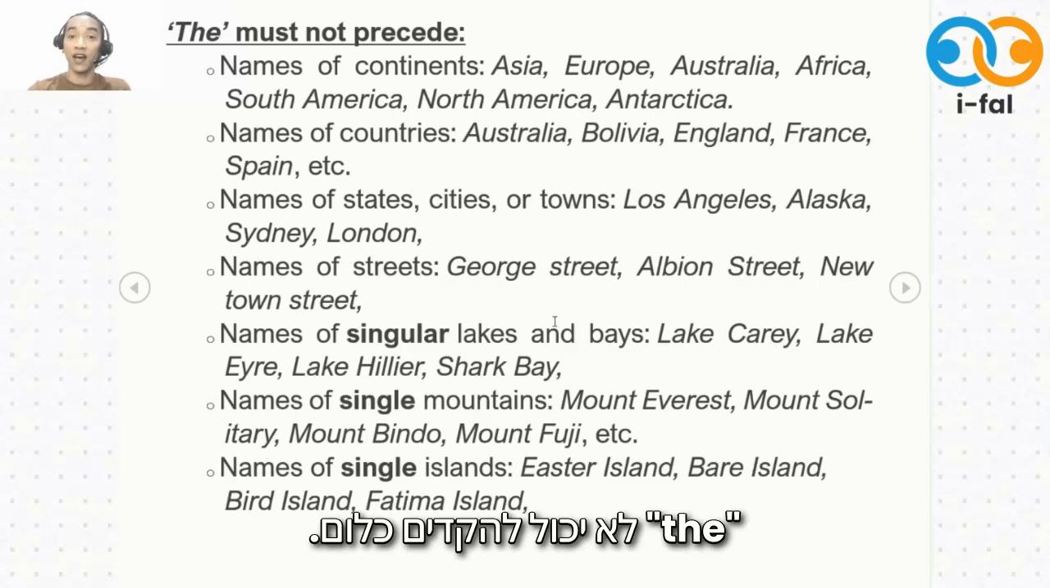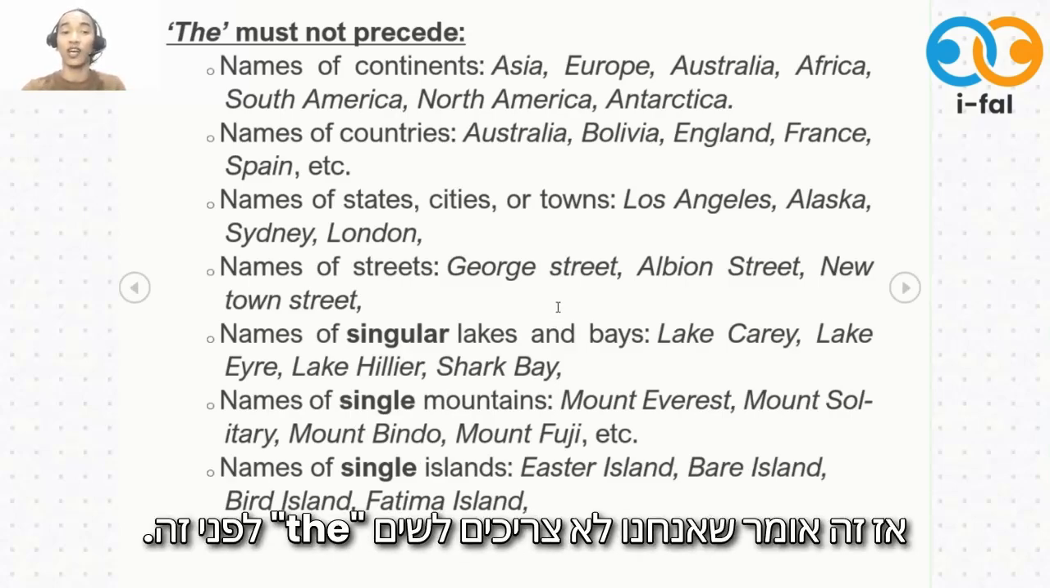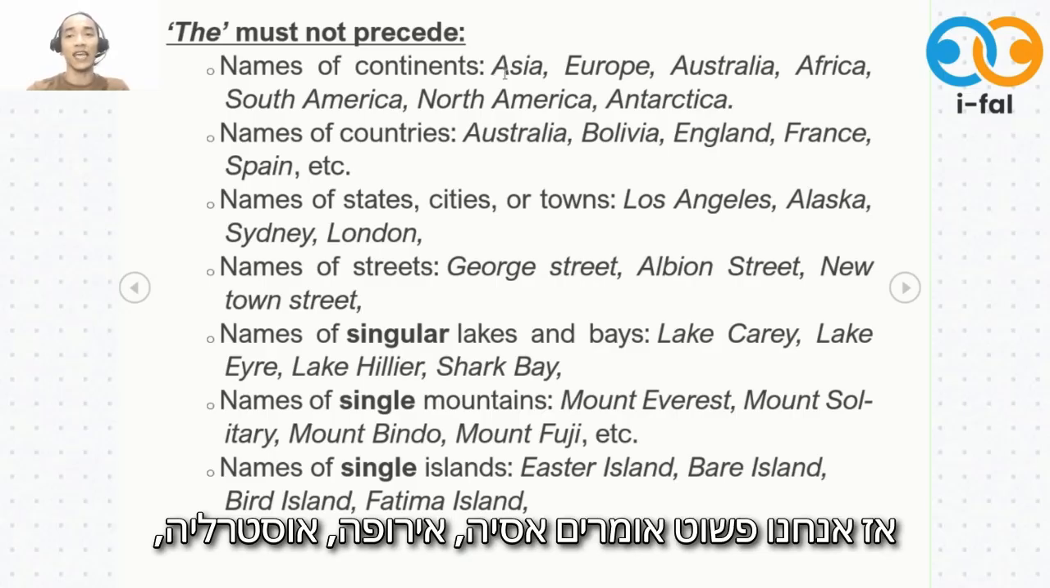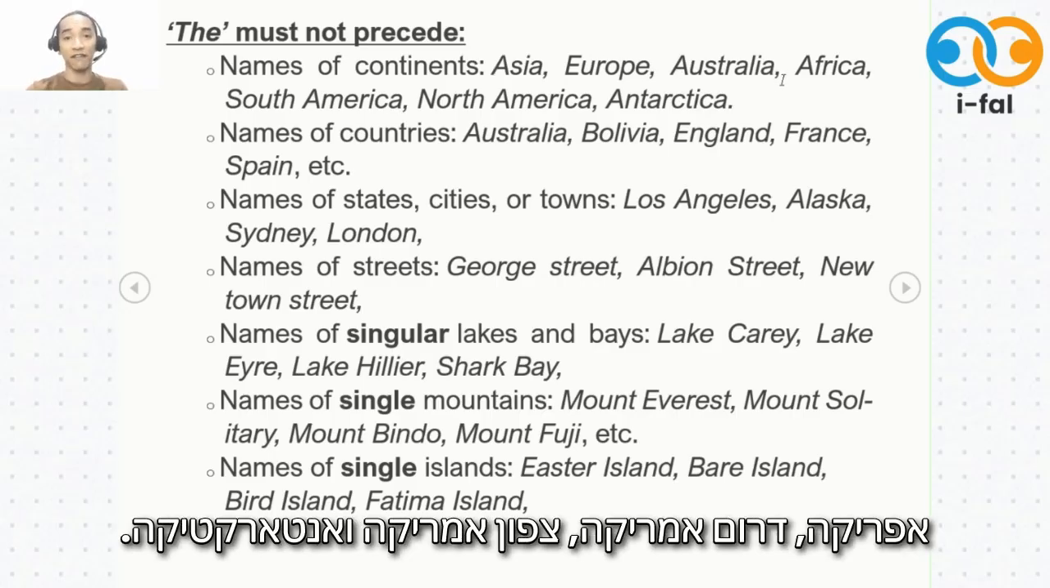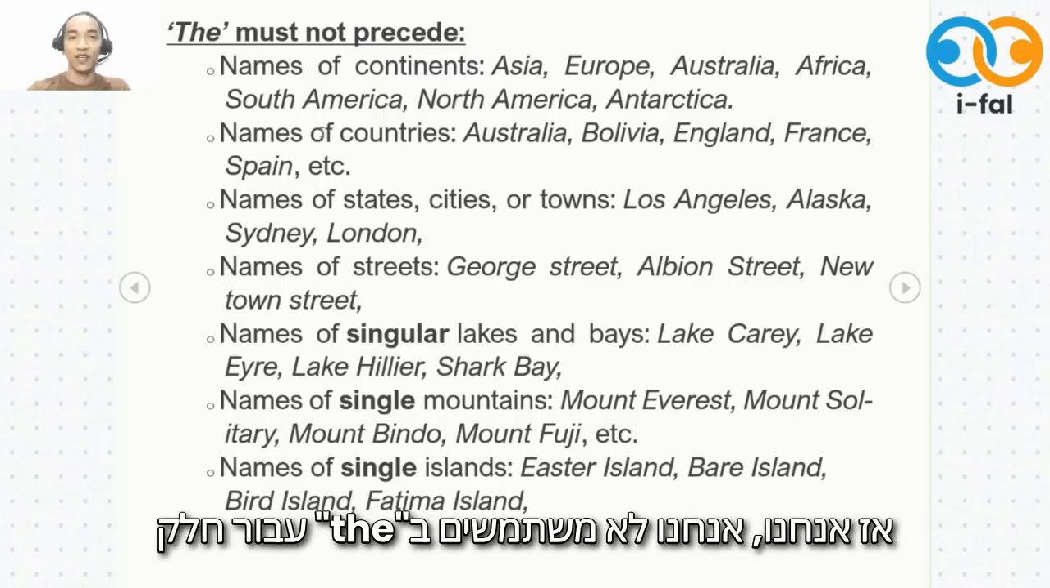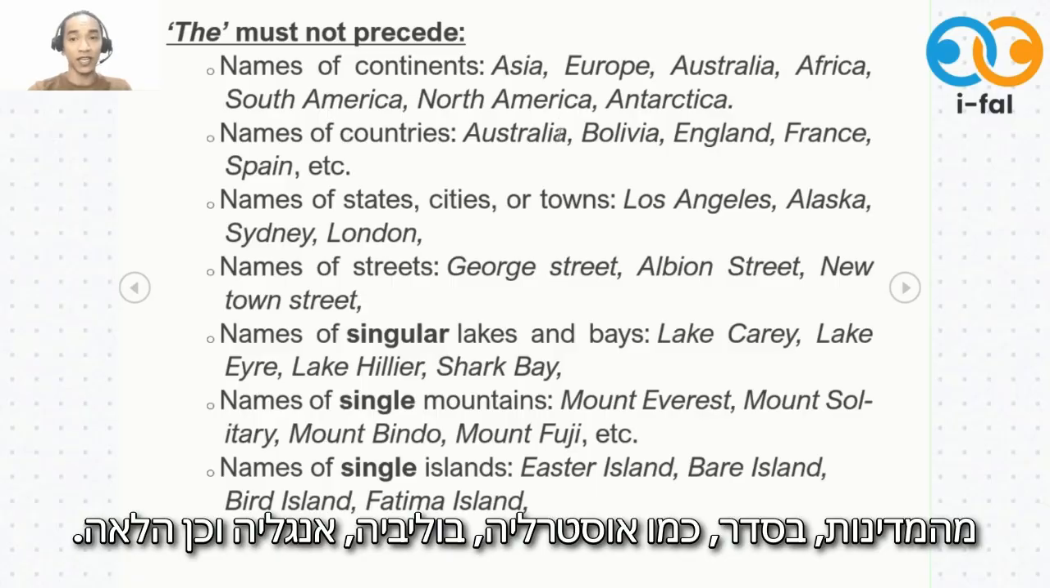The must not precede. So it means we should not put the before this. Okay? First, names of continents. So we just say Asia, Europe, Australia, Africa, South America, North America, and Antarctica. We don't use the with them. So we also don't use the for some countries, like Australia, Bolivia, England, and so on.